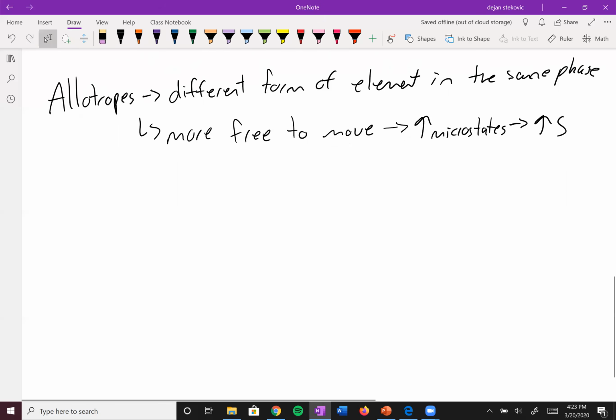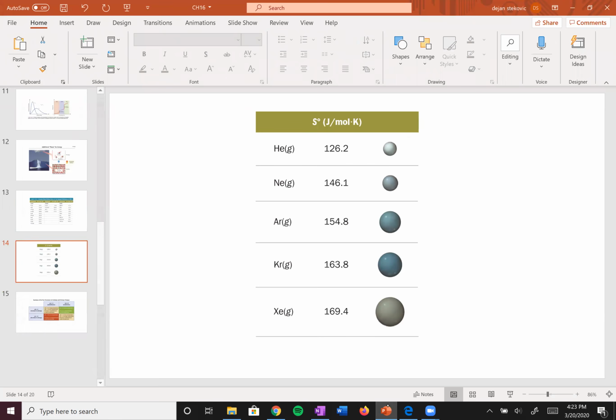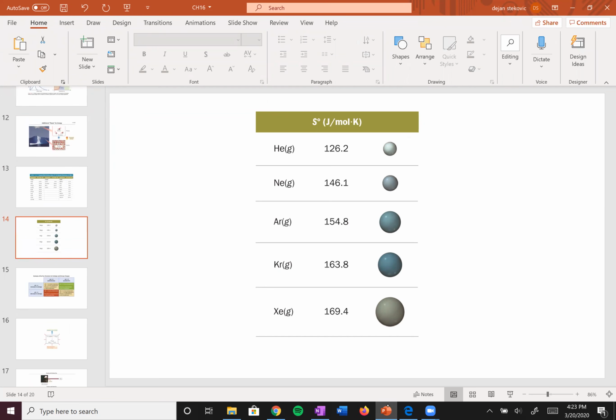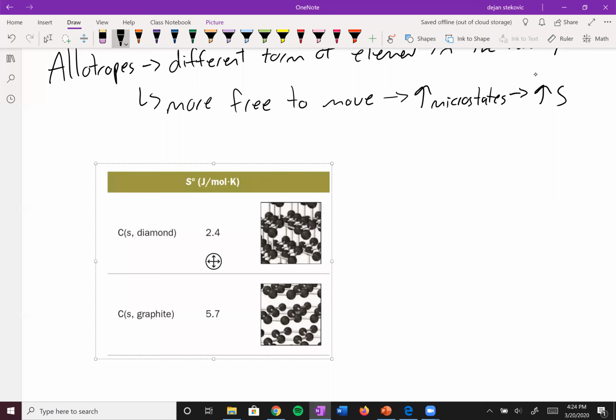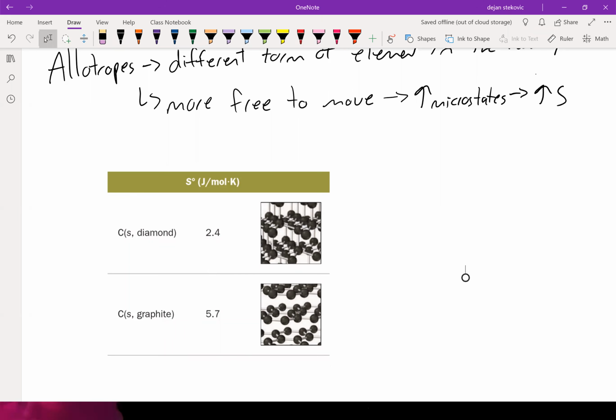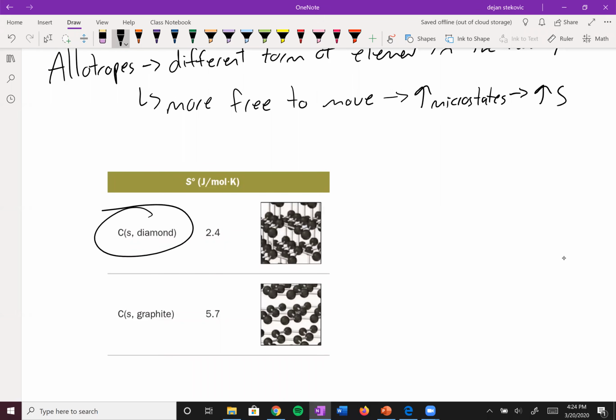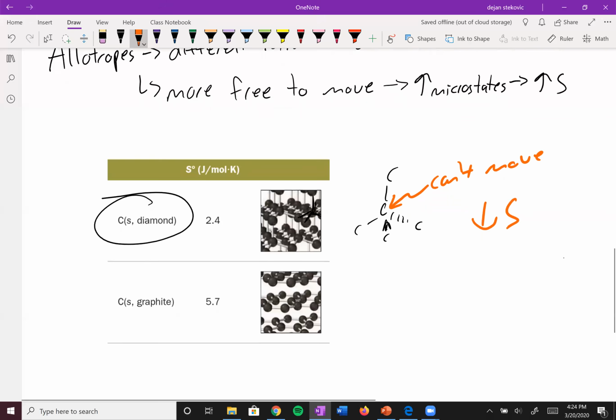So the most common example of this is diamond and graphite. Up top, we've got diamond, and you can see these are sp3 hybridized carbons. And so they're actually locked in. They've got bonds coming from all four sides, if you think about it. So this carbon right here is locked in. It can't move very much at all. And so its entropy is going to be very small. It's not going to be able to organize itself in different ways. You're not going to have a lot of microstates.